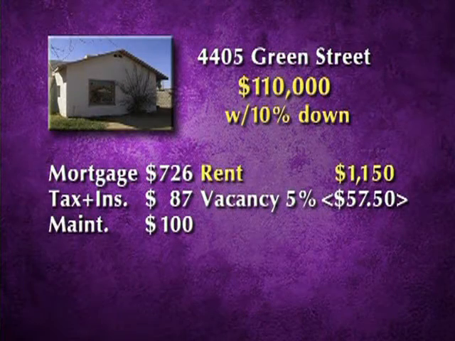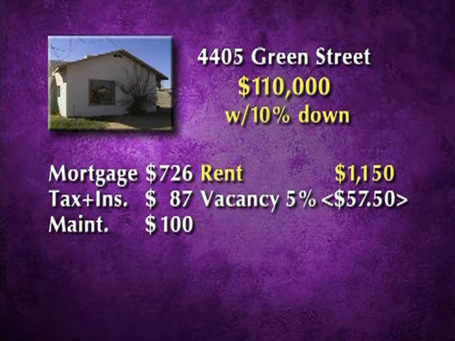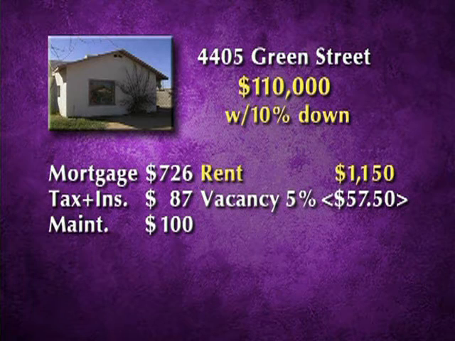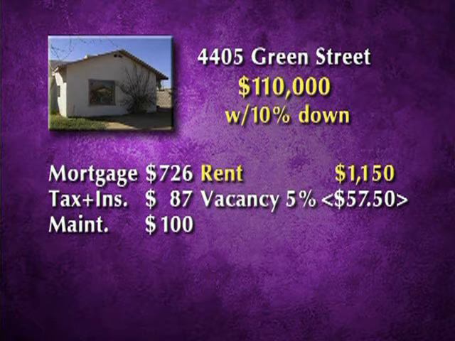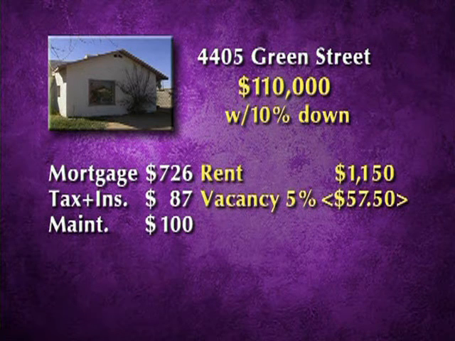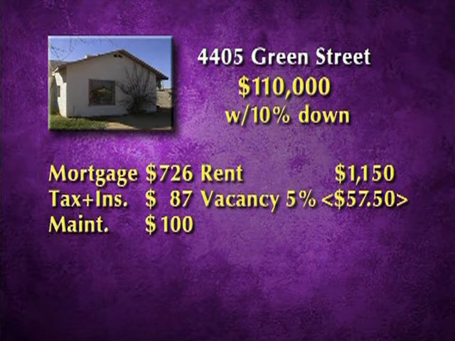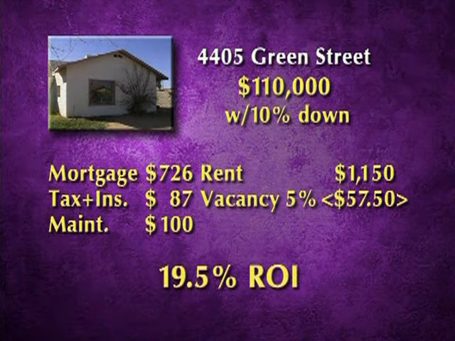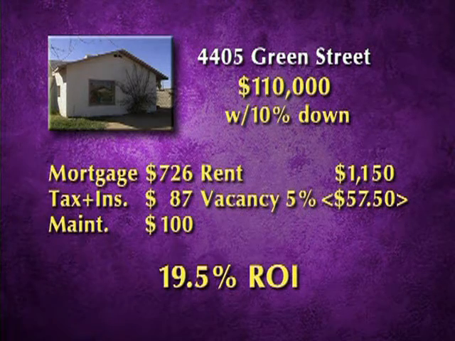The rental in this case is very similar, $1,150. It's also 3 bedrooms, 2 bathrooms. It's across the road from the green house, so we'd expect the rentals to be about the same. We still have a 5% vacancy rate, and all the other numbers are the same. We now get a cash-on-cash return of 19.5%. Right across the street from each other. It's nearly triple. And a lower down payment.